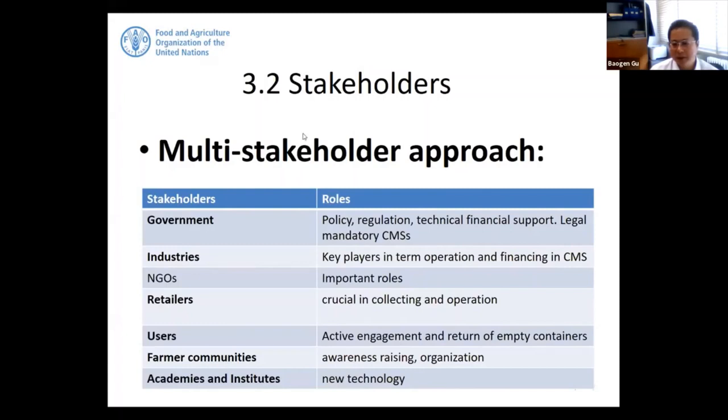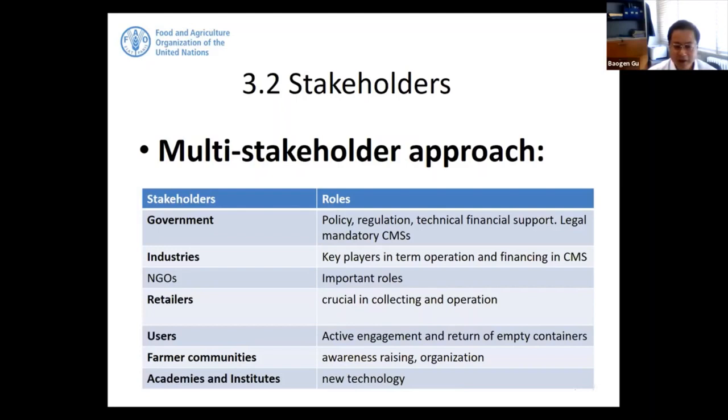And the second issue I want to mention is stakeholders. A multi-stakeholder approach is the only approach, as the previous speaker mentioned. We showed engagement of governments, industry, NGOs, retailers, users, farmers, and academia and institutes. They each have their own roles. The key partners are government and industry, the two important stakeholders. So engagement of relevant stakeholders for suitable container management is crucial.